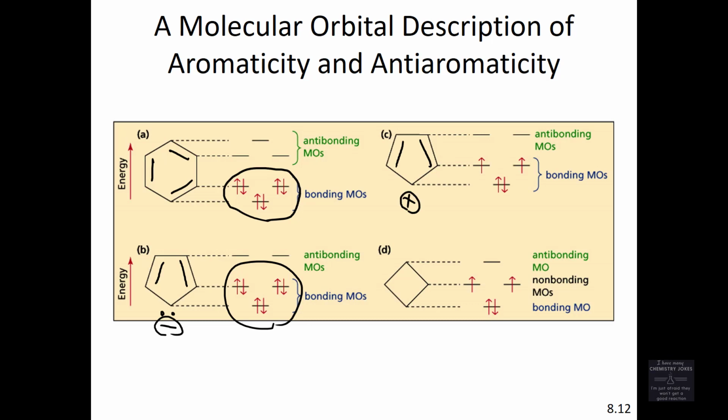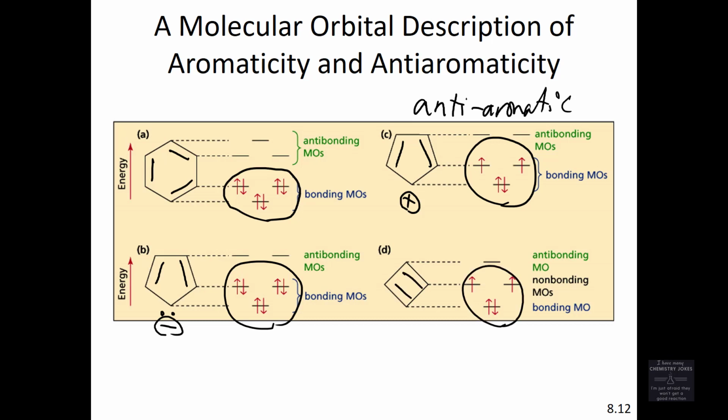Something like this has 4 pi electrons. Bonding is where all the electrons are, but all the bonding is not full. That's anti-aromatic. This bottom one has 4 pi electrons. That's also anti-aromatic. So the vertical place where you put these energy orbitals, there's a shortcut to tell you where to put those orbitals based on the vertex of the cyclo thing you're looking at.